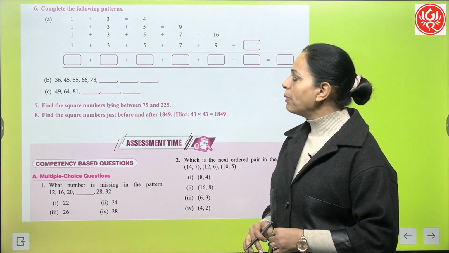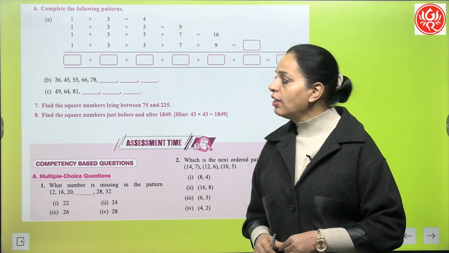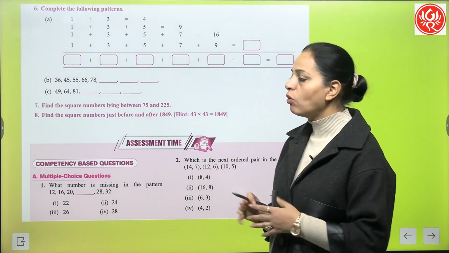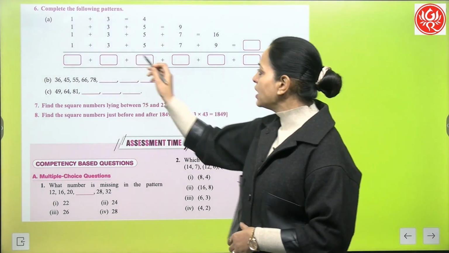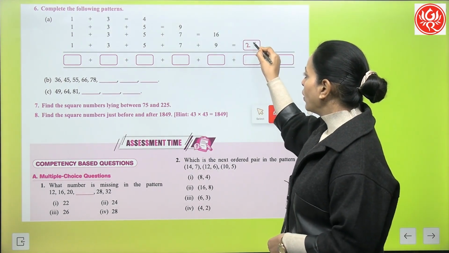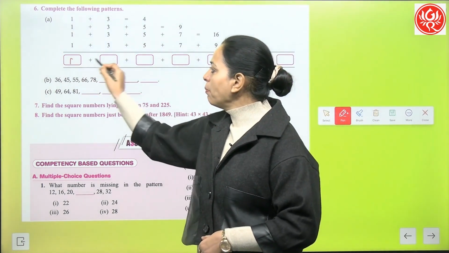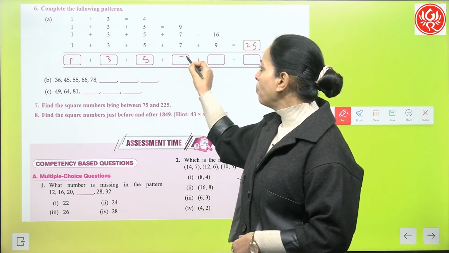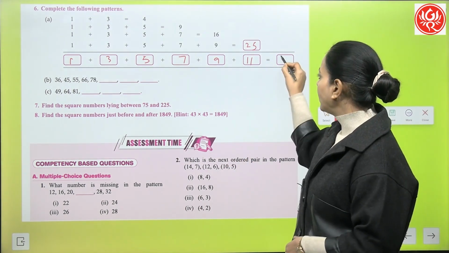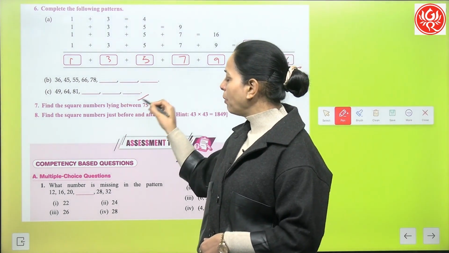A part, 1 plus 3 equals 4. 1 plus 3 plus 5 equals 9. 1 plus 3 plus 5 plus 7 equals 16. It means we are adding odd numbers. So now 1 plus 3 plus 5 plus 7 plus 9, it becomes 25. Okay, right? Now 1 plus 3 plus 5 plus 7 plus 9 plus the next number 11, that is 36. Okay, similarly you can try remaining parts.